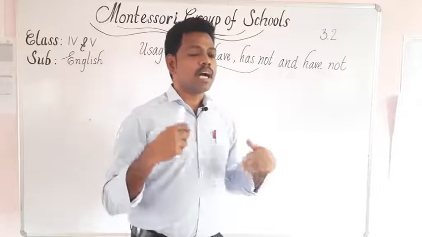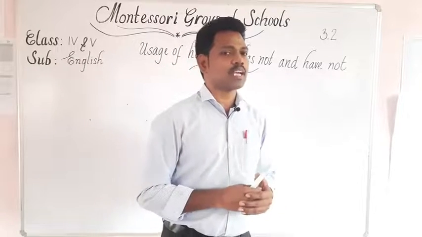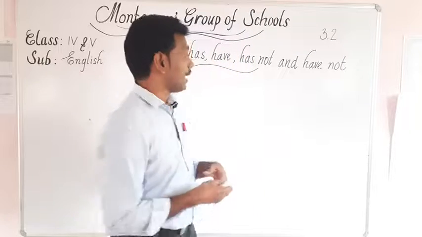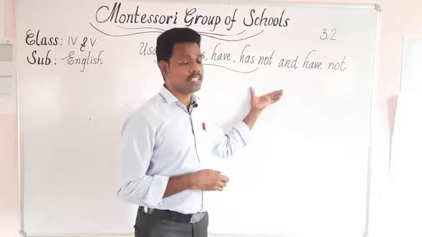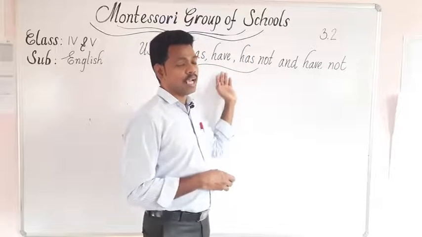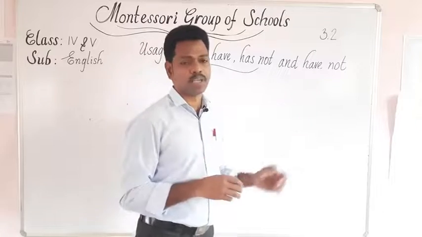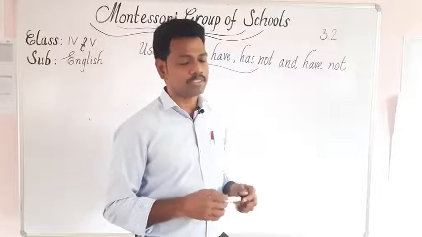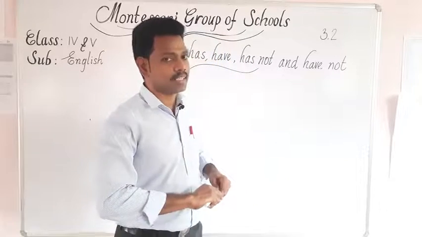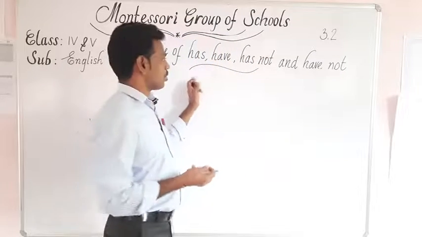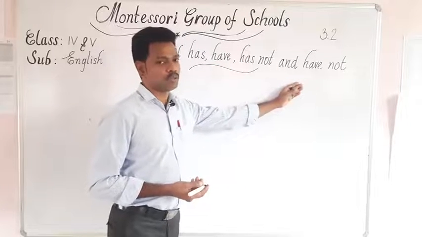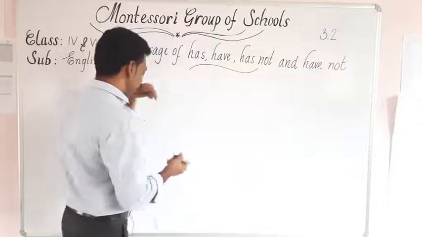Now, I will once again explain has not and have not. Then we will get into how to make interrogative sentences with has, have, has not and have not. You know what is interrogative? Asking questions. The sentence which asks questions is called an interrogative sentence. So before going into that, let me once again talk about the negative form of has not and have not.